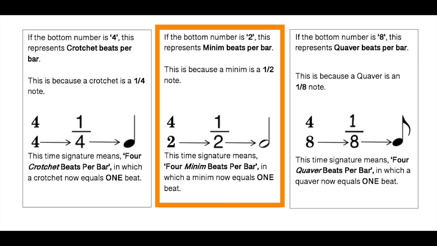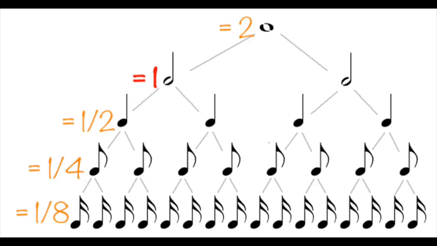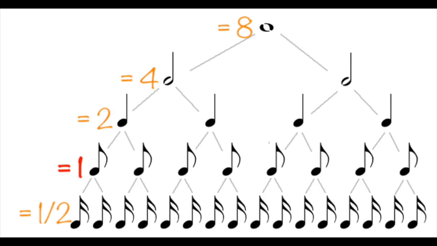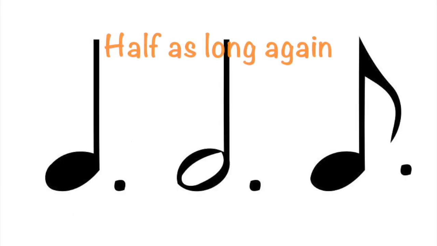If the bottom number is a 2, then a half note now equals 1 beat, so a quarter note equals half of a beat, a whole note equals 2 beats, etc. If the bottom number is an 8, then an eighth note now equals 1 beat, a 16th note would equal half of a beat, a quarter note would equal 2 beats, etc. Also, if a note has a dot next to it, it makes that note half as long again so we can get beats of 3s. Phew, that's the maths part over.